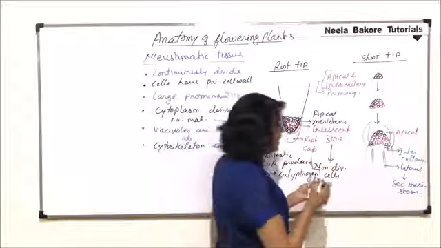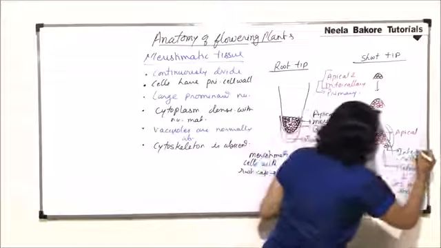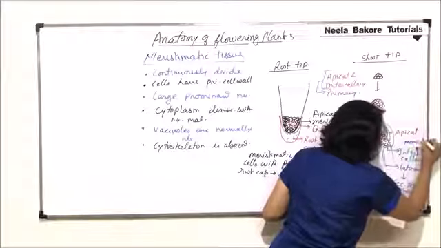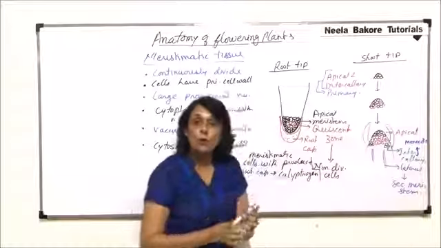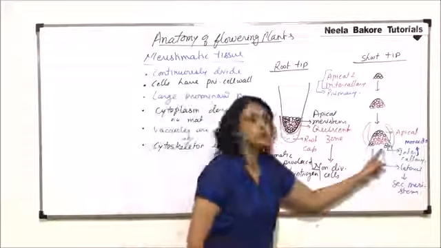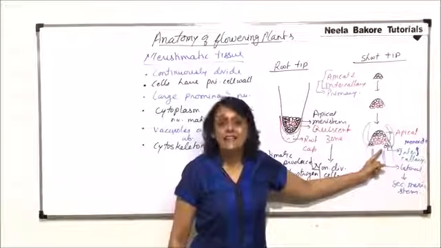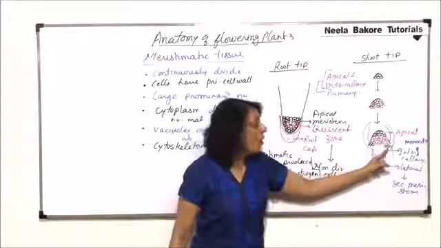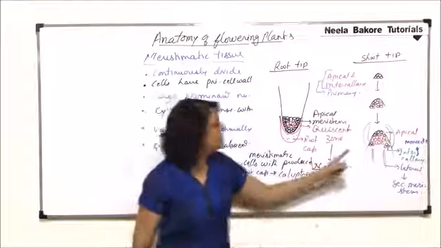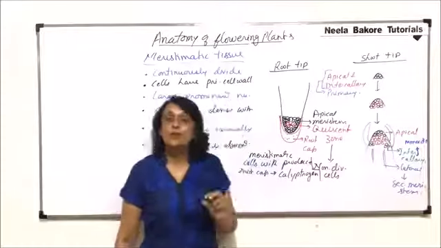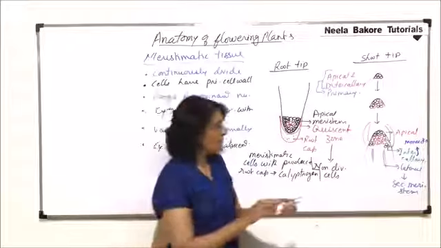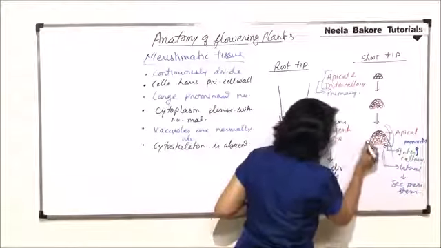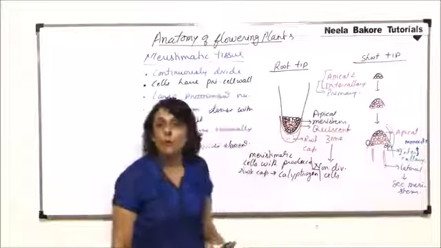And intercalary meristems are a characteristic feature of monocots. And that is why in monocots, leaf elongation is because of intercalary meristem. This is the base from where the leaf is arising. Or in case of other plants, this is the structure which is going to give rise to a bud. So if it is not a monocot, then instead of a leaf, we may find a bud growing from here.